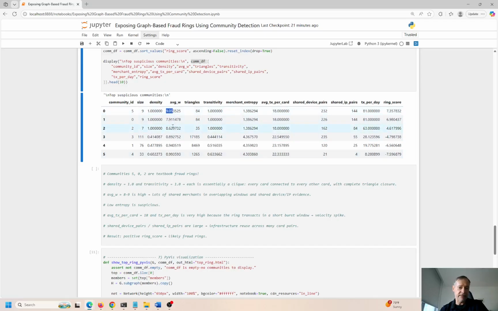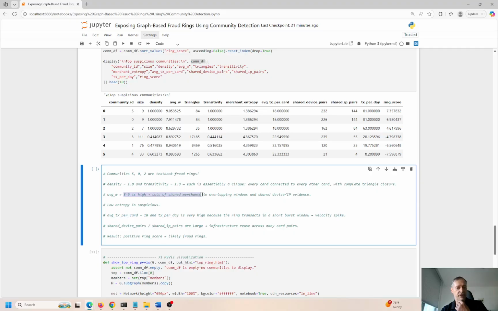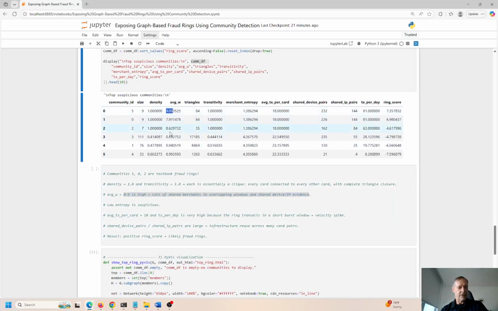The average weights are pretty high over here. So again, this is indicative of fraud. And anything 8 to 9 is pretty high. These are shared merchants and overlapping windows and shared device IPs, right? So it's almost like somebody is using a phone, then they give the phone with Apple Pay on it to another person to use it, and then that person does a handoff to another person using the same phone, the same IP address, but a totally different person, right? So these are very suspicious. Anything that's over 8 is suspicious. These are lower, right? So I'm not worried about these.